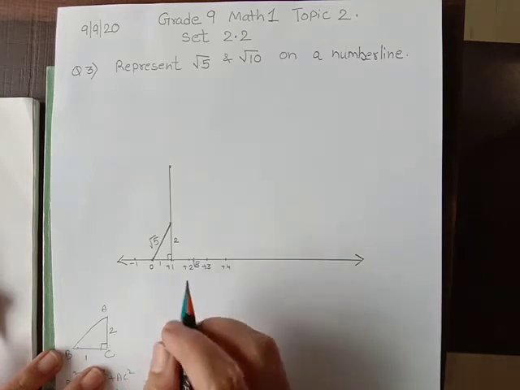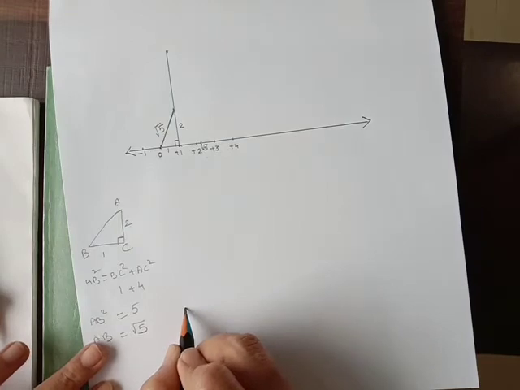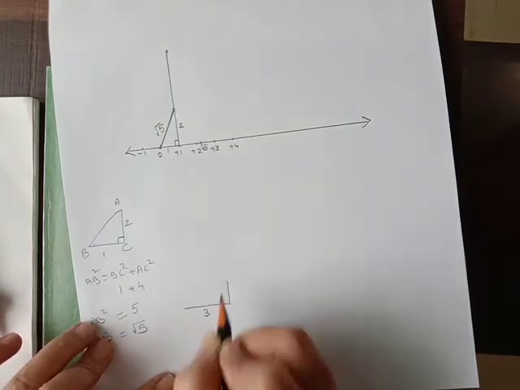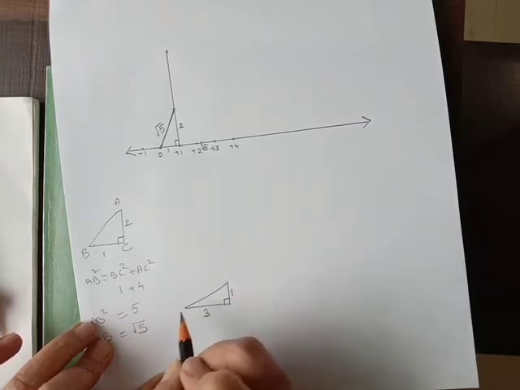5. Now we want to draw root 10. Similarly what can we do? Now to draw root 10, look at this another triangle. If I am taking 3 centimeters over here and 1 centimeter just over here, and if I construct a right angle triangle, then again in this case, suppose this is PQR.